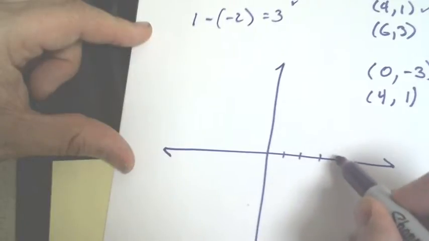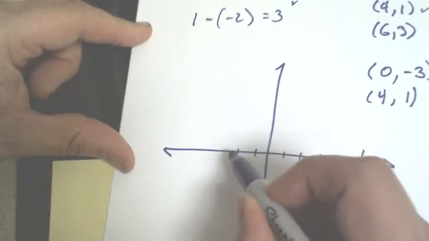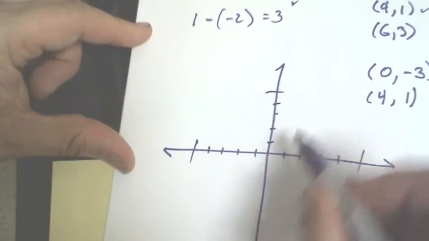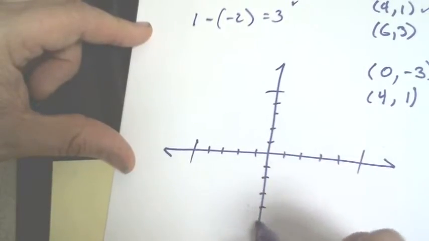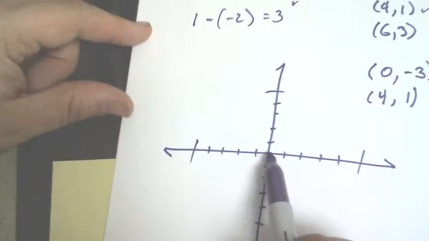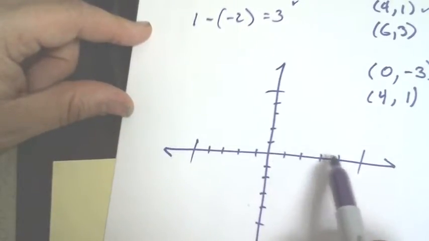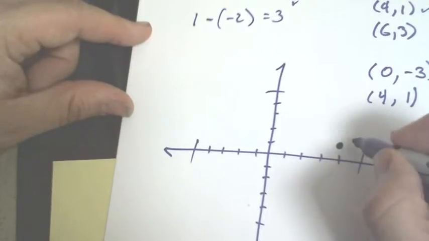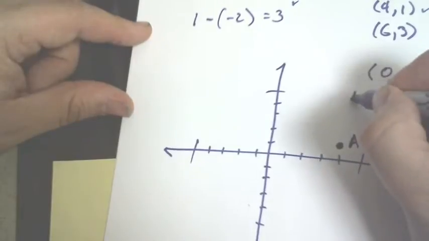Counting 1, 2, 3, 4, 5 along each axis. So let's start with that (4, 1). So that's going to be over 1, 2, 3, 4, and up 1. So right there. You can even label it. Call that A.